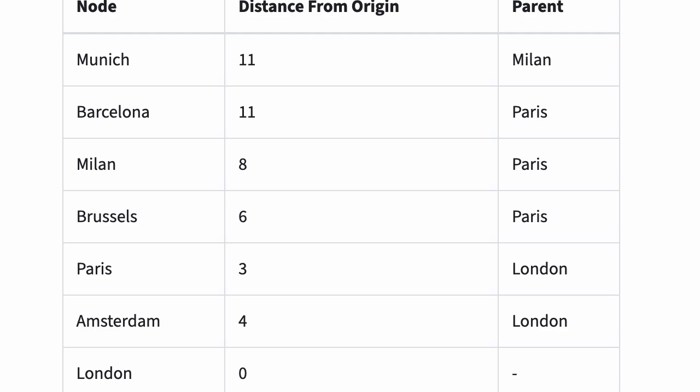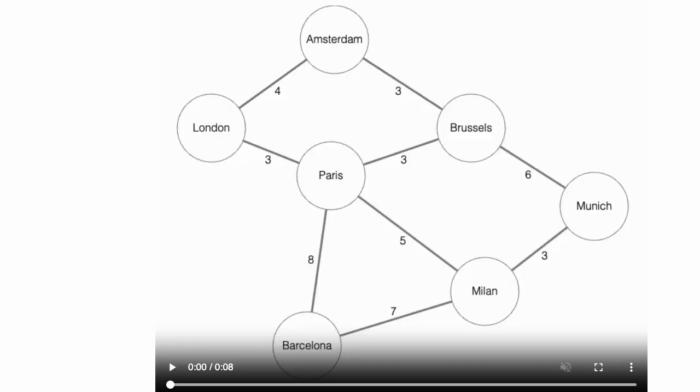While we started at London, we did not specify a destination. That's because regardless of the destination, the shortest path algorithm requires us to inspect every reachable node from the origin. In addition, this algorithm finds the shortest path to every node from the origin. Here's a video demonstration of the algorithm.